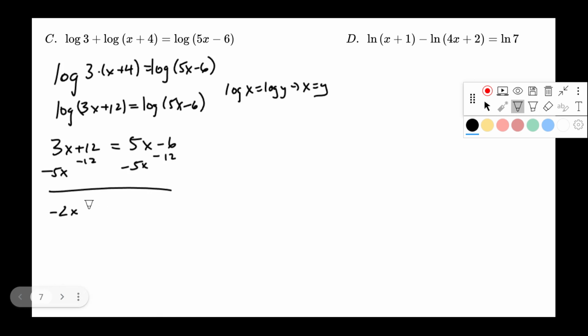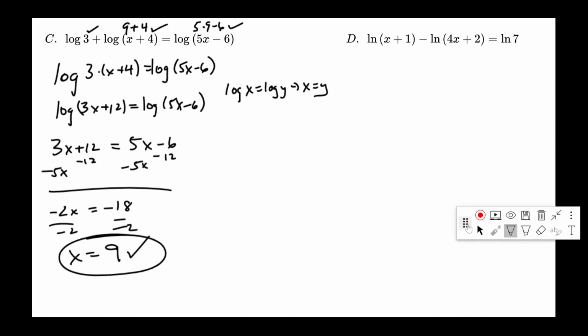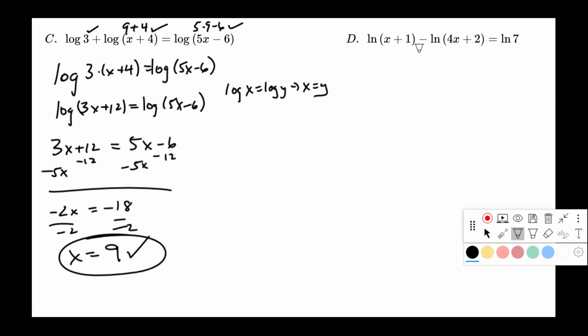Negative 2x equals negative 18. Divide both sides by negative 2. I get x equals 9. I got to check it. 3, no x, that's positive. 9 plus 4, that's positive. 5 times 9 minus 6, that's definitely positive. This is a good answer. It's the correct one. Okay, not extraneous. All right, let's come over here.